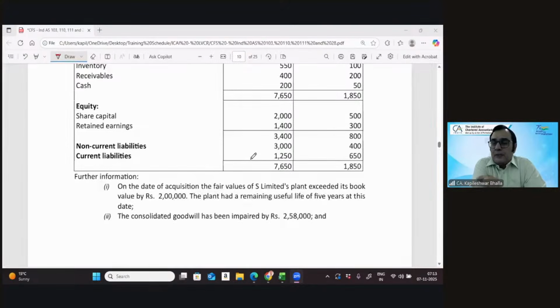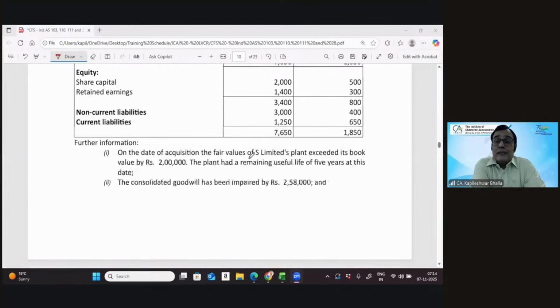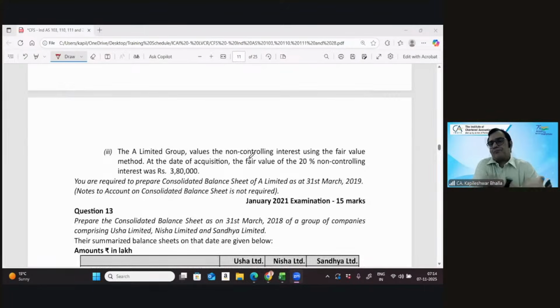Now, whether this impairment is borne by the parent or NCI would depend upon whether the goodwill is full or partial. And I think that would be available once we know whether NCI is taken at fair value or NCI is taken at past. Then he says A Limited values the NCI using a fair value method. And the fair value of this NCI is given.